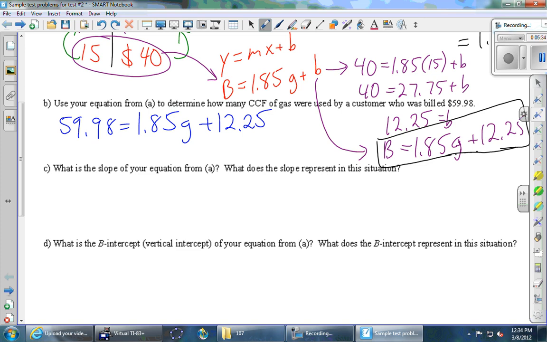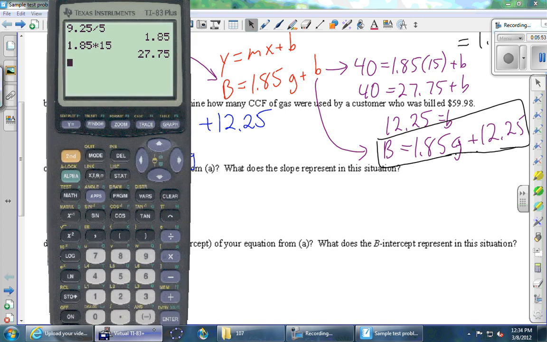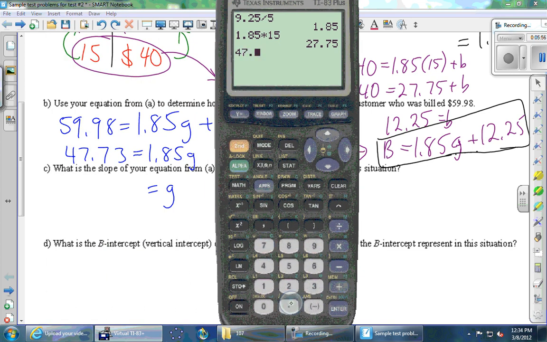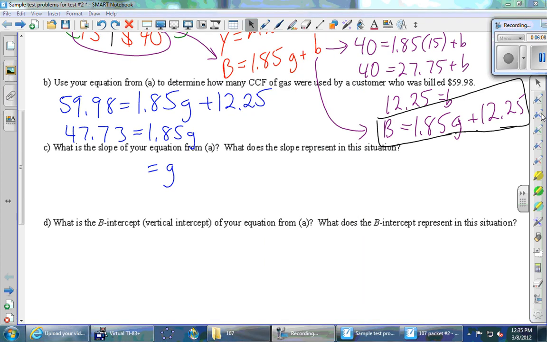So we'll first subtract off the 12.25. So that leaves us with 47.73 equals 1.85G. And then finally divide both sides by 1.85. And I'll go ahead and type that into the calculator. So we're doing 47.73 divided by 1.85. And we get 25.8. So 25.8 is our answer for G, and that's 25.8 CCF.